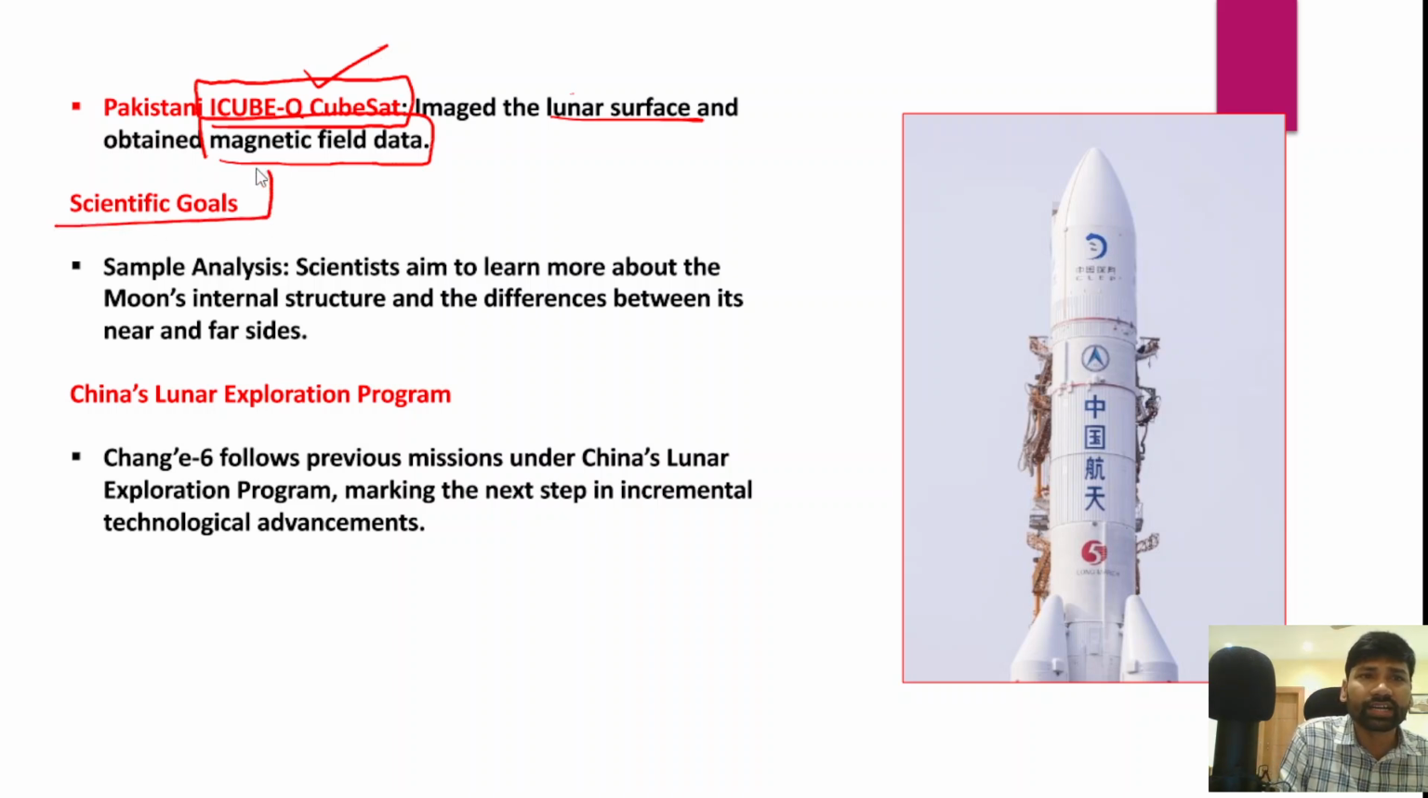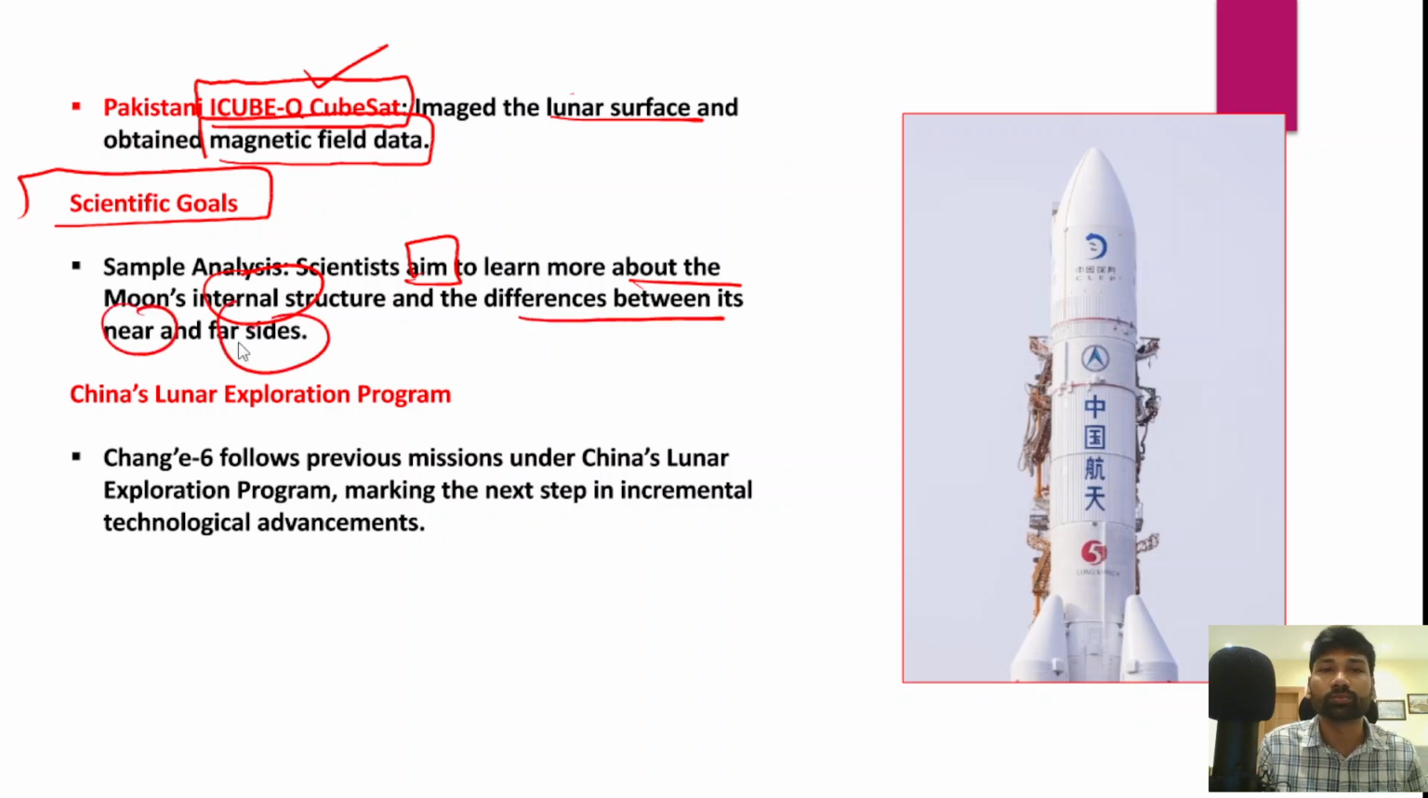However, what are the scientific goals of bringing lunar samples back to Earth? There will be a sample analysis, and scientists aim to learn more about the moon's internal structure, the composition and components of the moon's surface soil, and differences between the near and far sides of the moon.